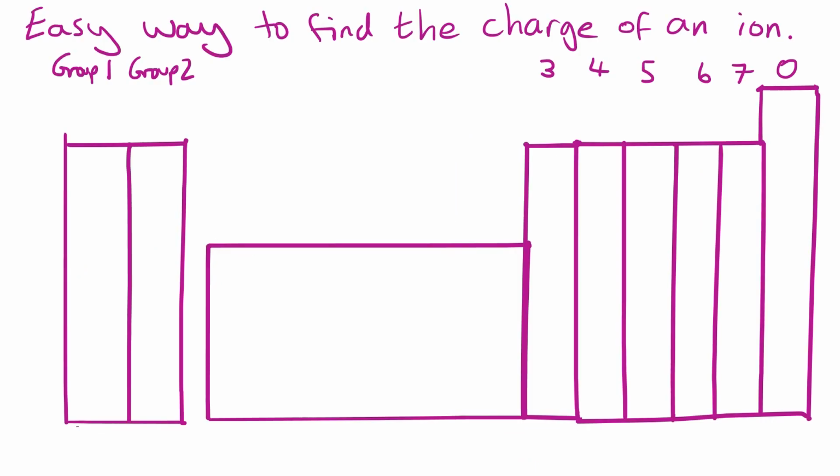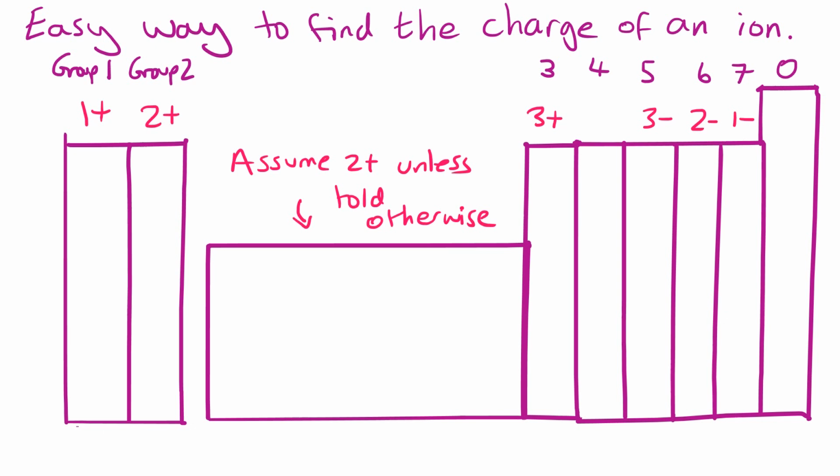Now, if you found that tricky working out the charge of an ion, here's an easy way. When you open your exam paper, you turn straight to your periodic table and annotate it in this way. So group 1 elements all make 1 plus ions. Group 2 make 2 plus ions. Group 3 make 3 plus. Group 7 make 1 minus. Group 6 make 2 minus. Group 5 all make 3 minus ions. And the middle section, the transition metals, often make 2 plus unless you're told otherwise.